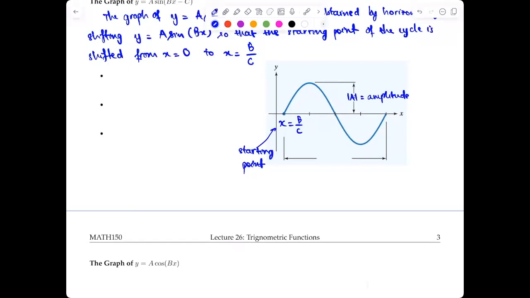So the amplitude here, the absolute value of A, is the amplitude, but because you make a little shift, this is the function in the form of A times sine of Bx minus C. And this is still 2 pi over B period.